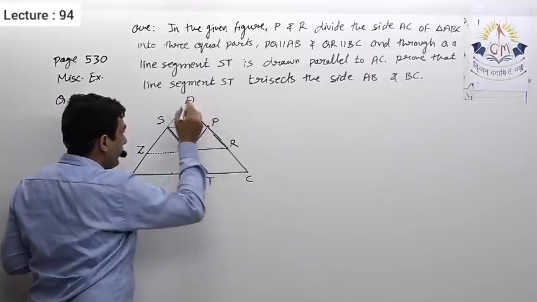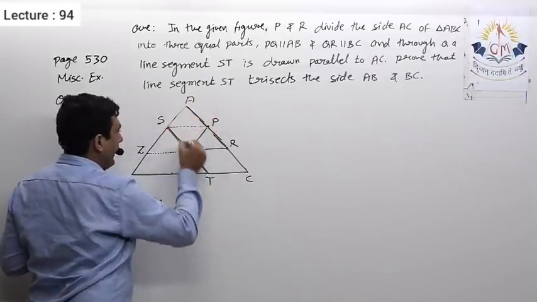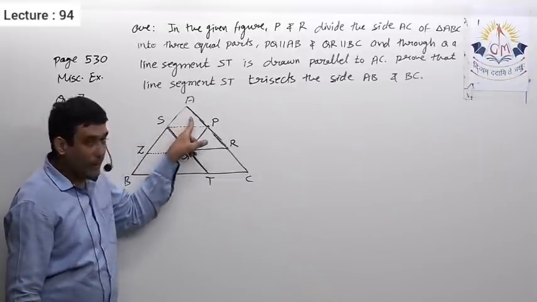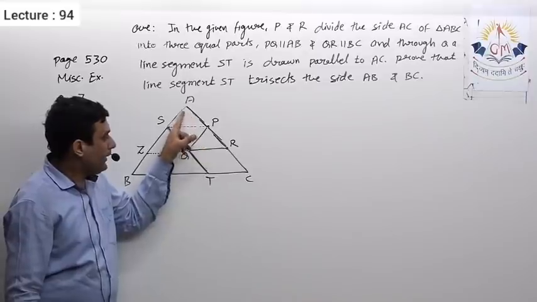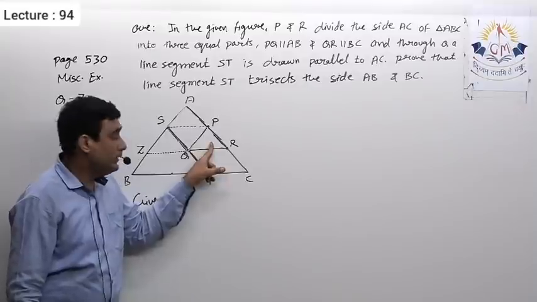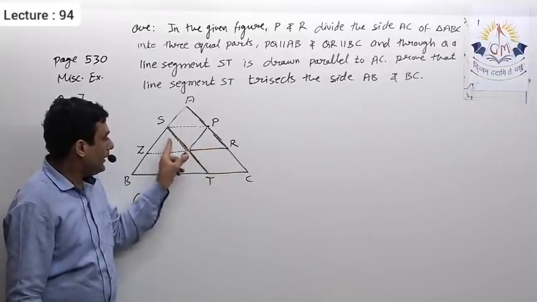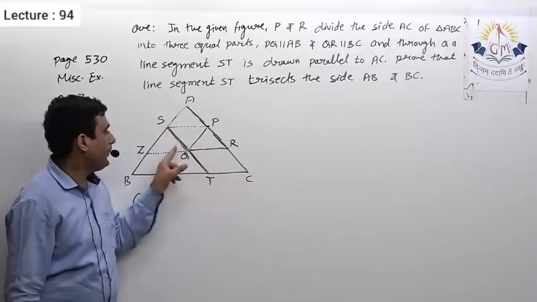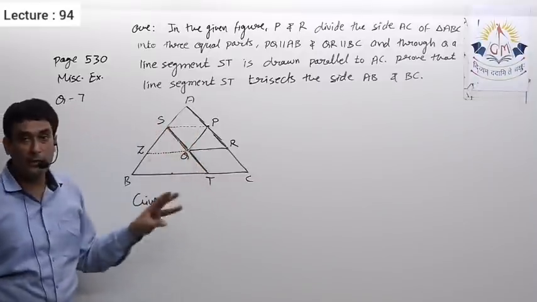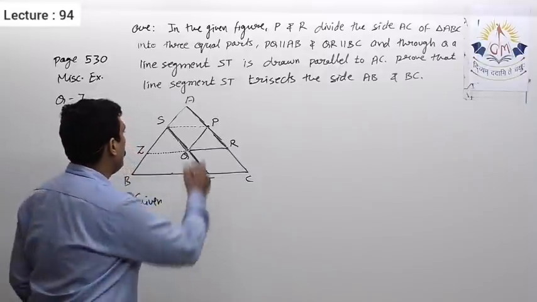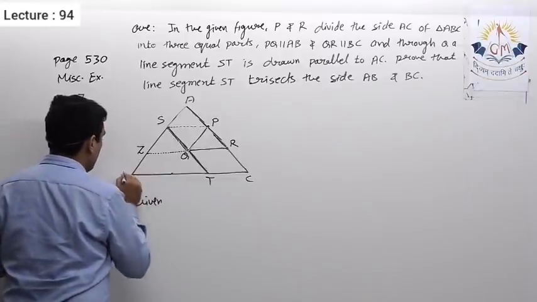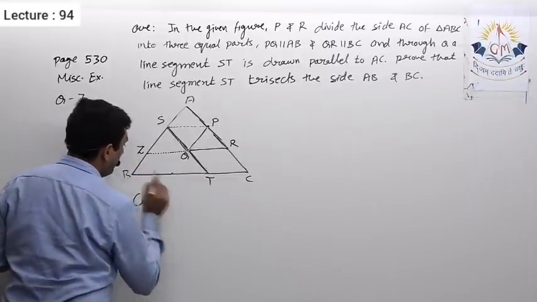So the first thing that I need to prove is that ASQP is a parallelogram. From this I get SQ equal to AP. Also I have AP equal to PR, so I get SQ equal to PR. Now SQ equal to PR and SQ parallel PR gives me a parallelogram, which gives me SP parallel QR, and ultimately I get three parallel lines. Using the intercept theorem I will be able to say AS equal to SZ equal to ZB.